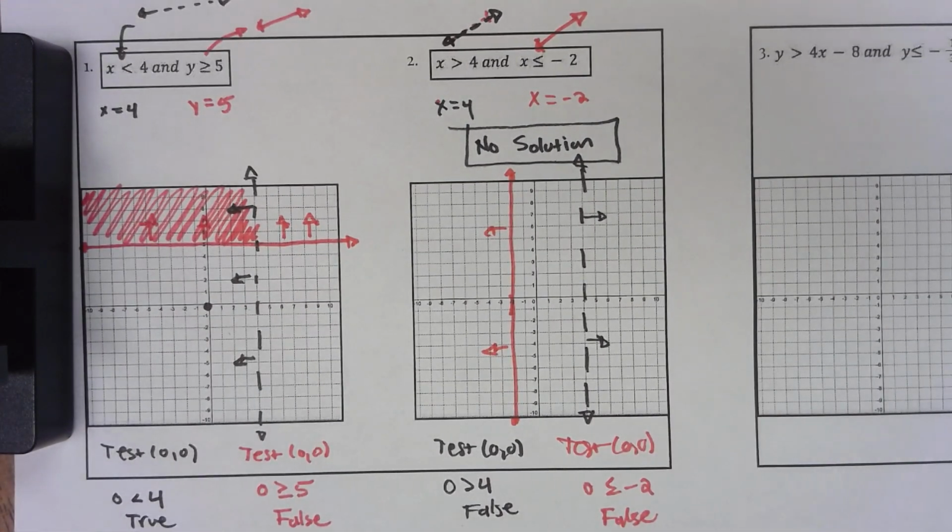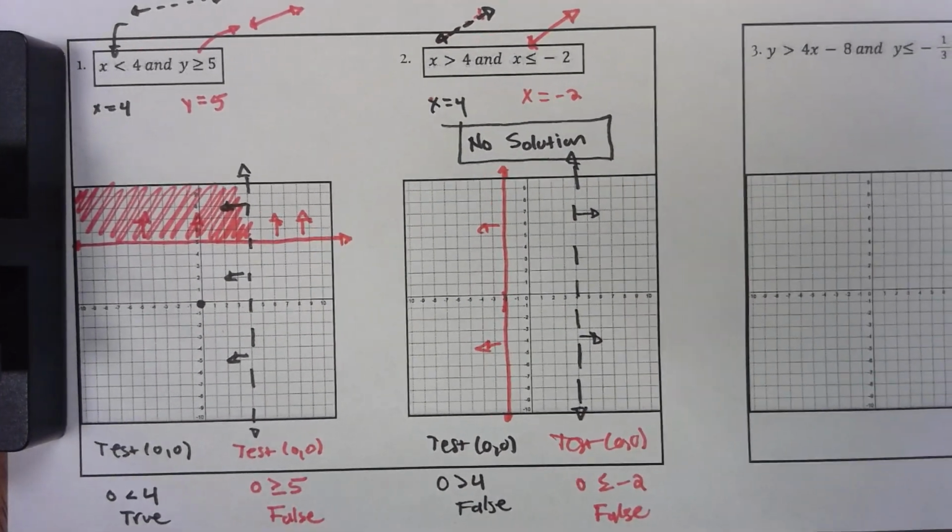Remember what the shading is telling us. The shading represents all the combinations of x and y values that make both inequalities true. And that both part is really important here. If it's just one of them, we don't have solutions. It has to work for both of those. So here there are no points on this graph that make both of our inequalities true.